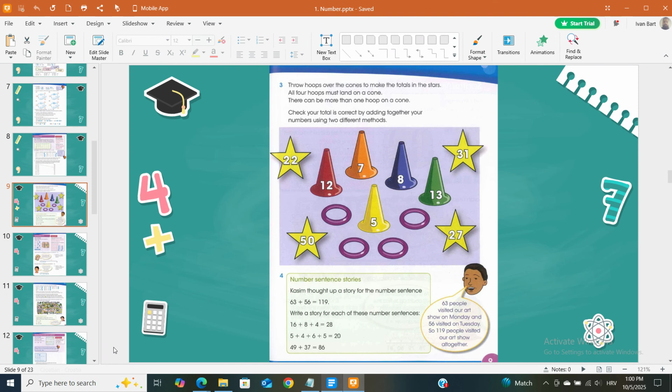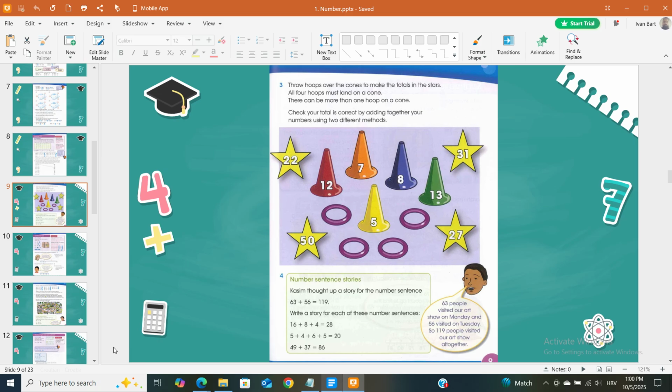Number sentence stories. Kasim thought up a story for the number sentence 63 plus 56 equals 119. Write a story for each of these number sentences. 16 plus 8 plus 4 equals 28. 5 plus 4 plus 6 plus 5 equals 20. 49 plus 37 equals 86. 63 people visited our art show on Monday and 56 visited on Tuesday. So 119 people visited our art show altogether.